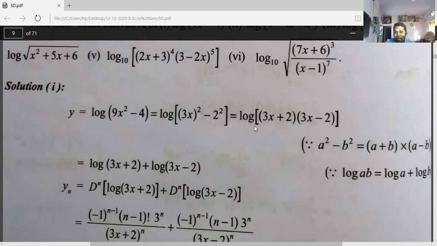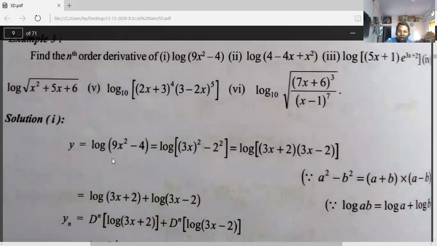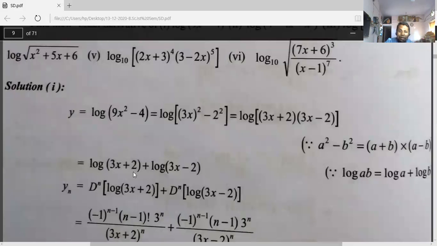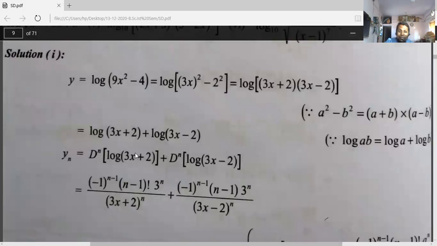Now log of mn you can write as log m plus log n, or log of ab as log a plus log b, and the same you are writing here: log of 3x plus 2 plus log of 3x minus 2. Now already you know the nth derivative of log of ax plus b. The same you are applying here. yn is equal to, you see here, directly you don't have the formula for log of 9x square minus 4, so you convert it into log of ax plus b, then you apply the nth derivative of log of ax plus b.